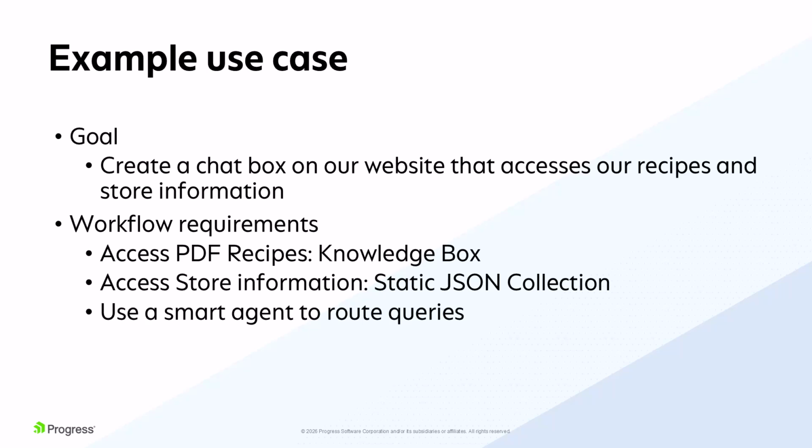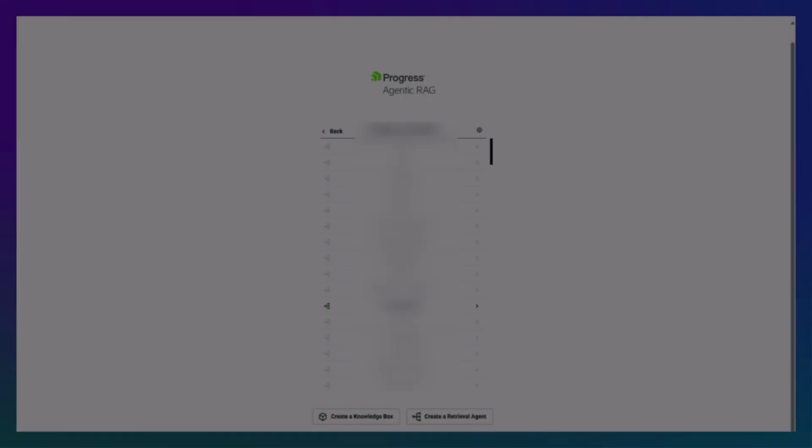Note: for the purposes of demonstration, we chose to store our store information on static JSON collections. For production environments, you might use a different source to retrieve similar data, such as a relational database or a REST endpoint. To set up our chat box, our workflow will need to meet the following requirements: access our knowledge box and JSON collection, and add a smart agent to route queries to the appropriate knowledge source. We are ready to get started.